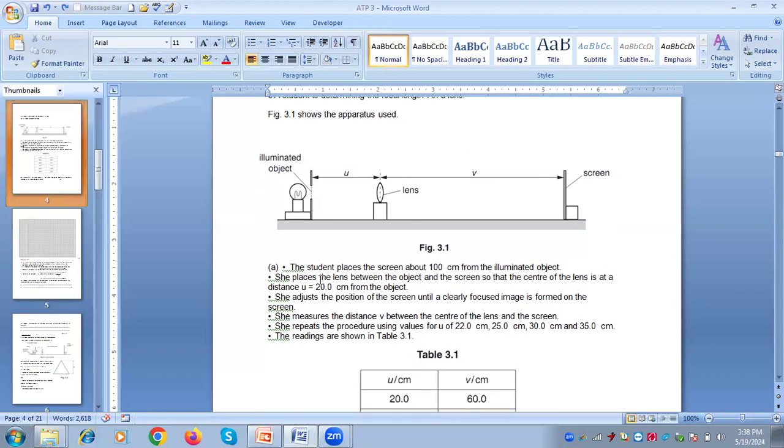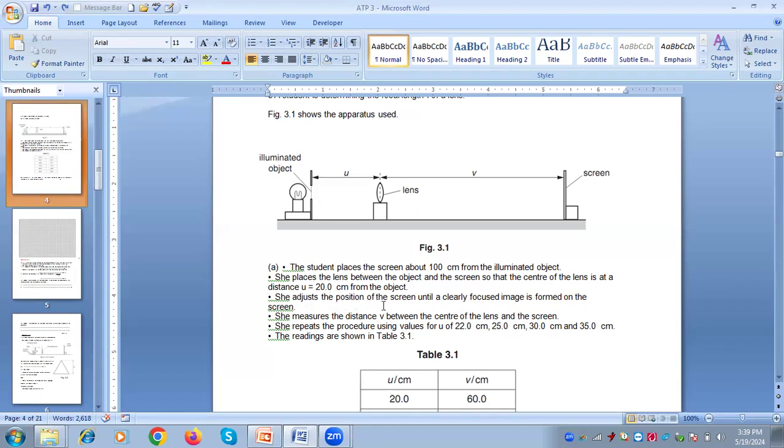Let us read the question. The student places the screen about 100 centimeter from the illuminated object. So the total distance from the object to the screen is about 1 meter, that is 100 centimeter. She places the lens between the object and the screen so that the center of the lens is at a distance u, the object distance denoted by u, 20 centimeter from the object. It means the focal length must be less than 20 centimeter.